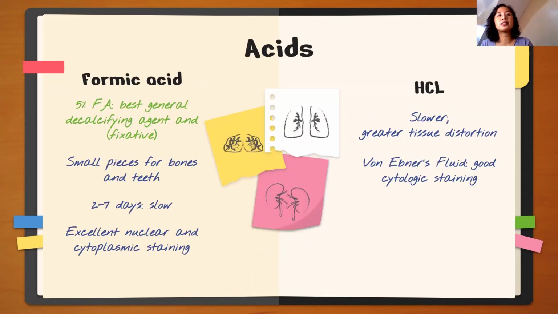Also among other acids, we have formic acid. It is said that 5% formic acid is the best general decalcifying agent and fixative. Best general decalcifying agent. I was surprised that it's also a good fixative. Formic acid comes from unbuffered formaldehyde. That's why I put fixative in parentheses: formic acid as fixative.